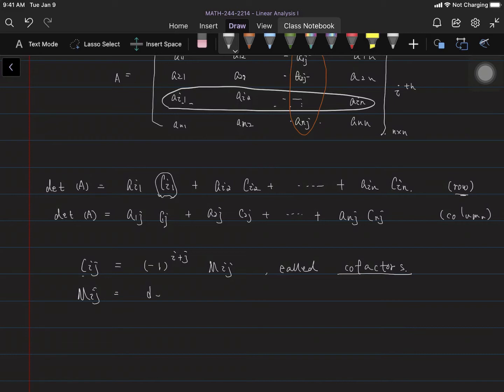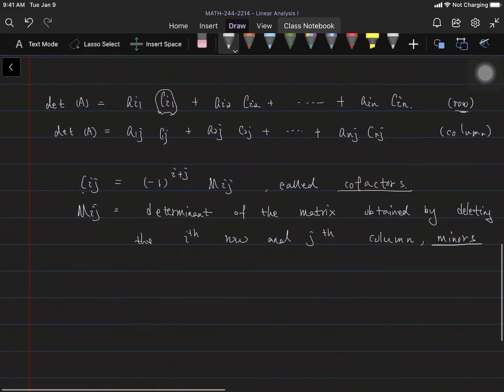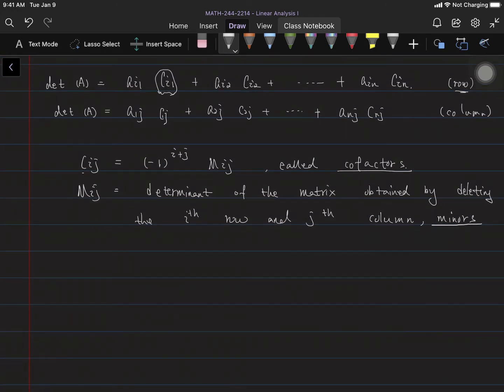So that means the determinant of the matrix obtained by deleting the ith row and jth column. It's called the minor. Okay, so use capital M at the beginning. I will show you what the meaning of that one is.